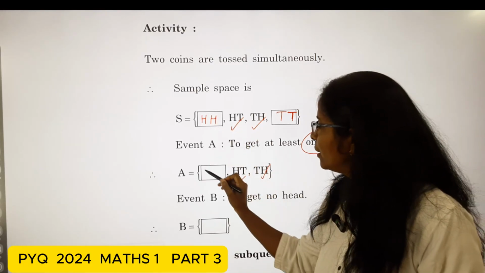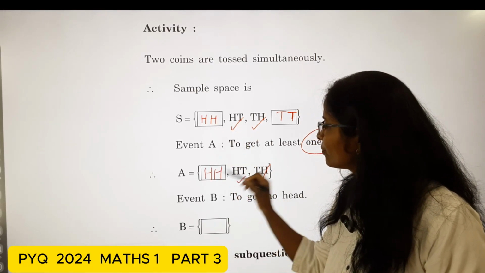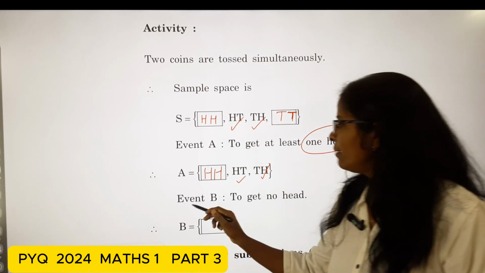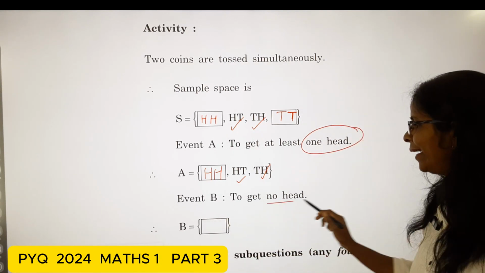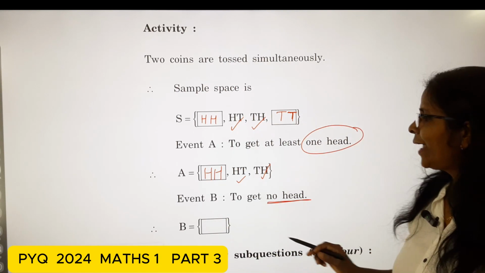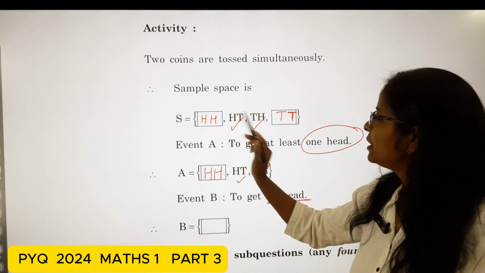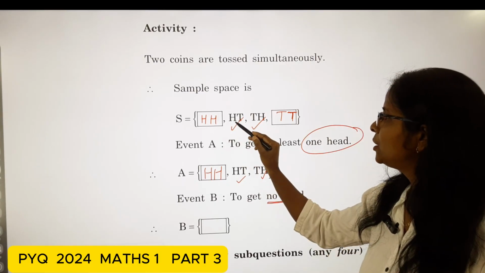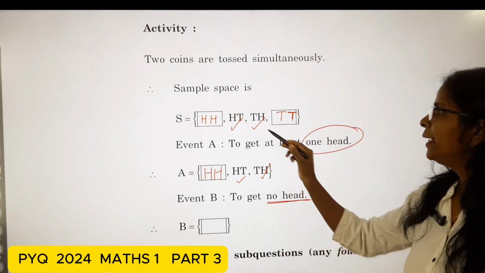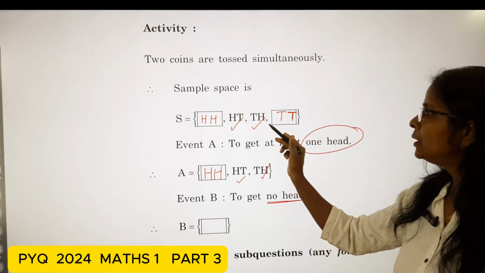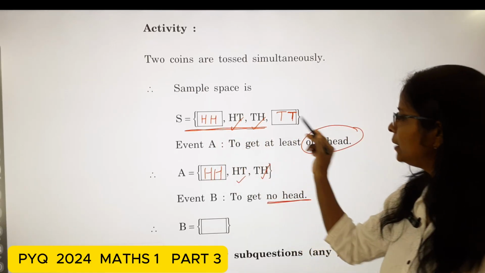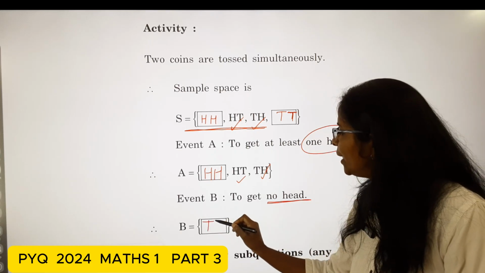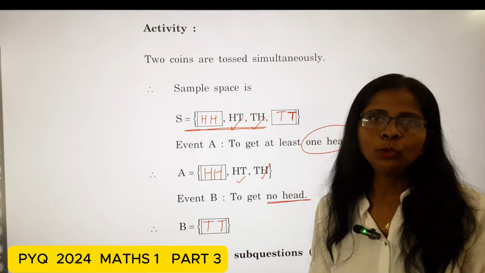Okay. So here HH. Okay. Then now event B, that is to get no head. No head means here the HH having the head, no, don't take that. HT having the head, do not take. TH, do not take. Because these three included the head, but this one TT does not include the head. So B is equal to TT.